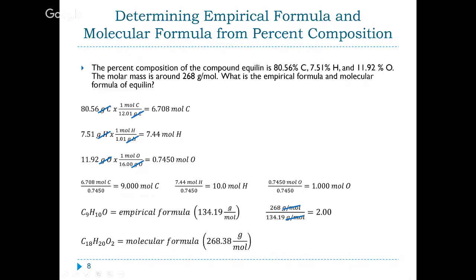So once you get this value, once again, you just multiply through each of these subscripts by whatever your ratio is of the molar mass of your compound compared to the molar mass of the empirical formula compound.